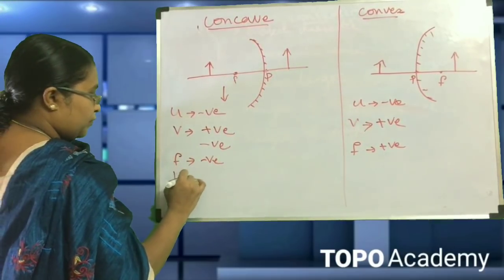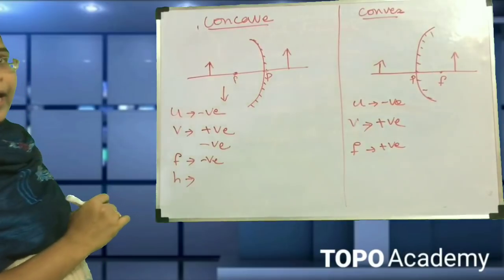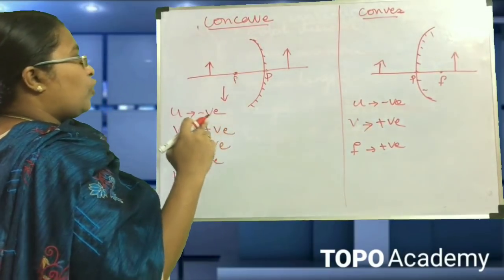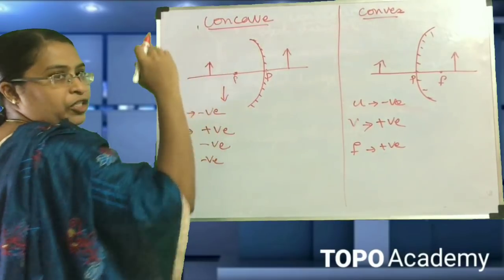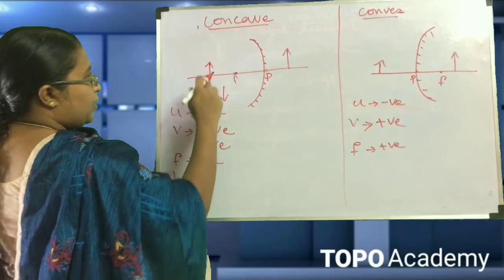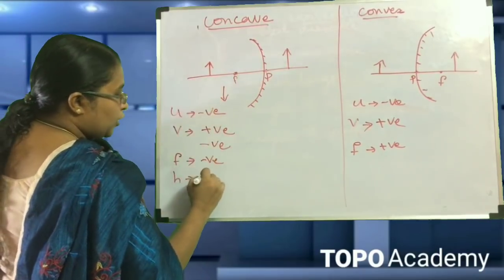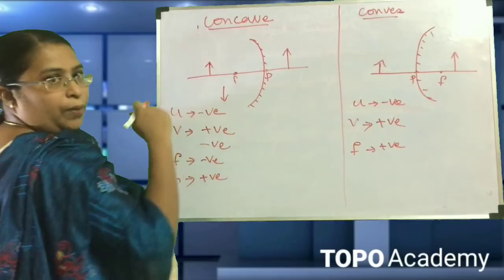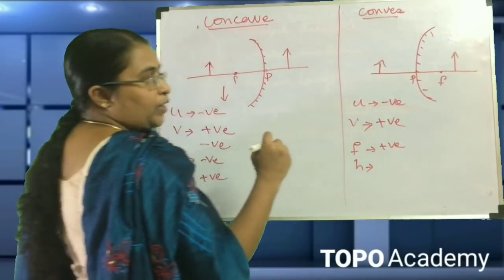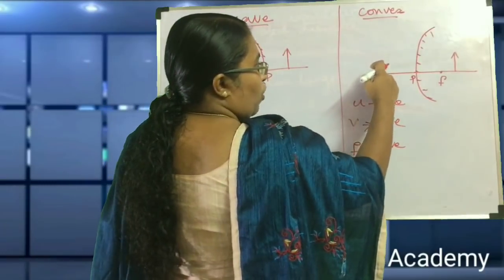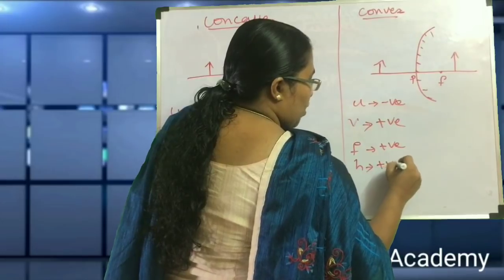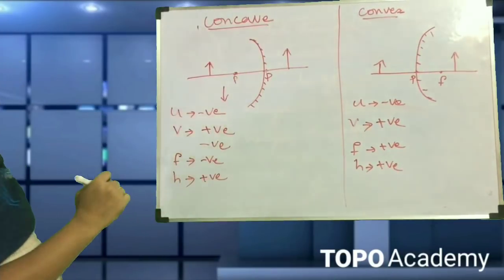So next is H. H means the height of the object. In all the cases, the height of the object is in the upward direction, upward to the principal axis. So in case of concave mirror, H is positive because it is in the upward direction to the principal axis. In case of convex mirror also we get the height of the object as positive, because here also we are keeping the object in the upward direction. So in this case also the value of H is positive.